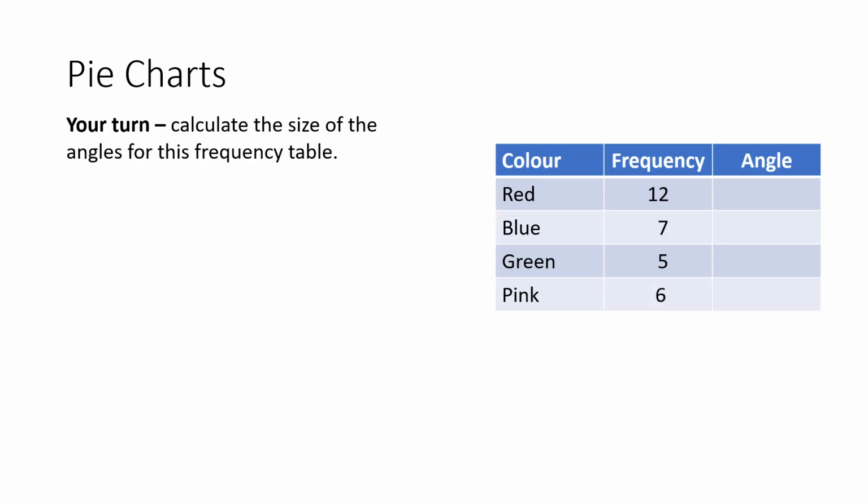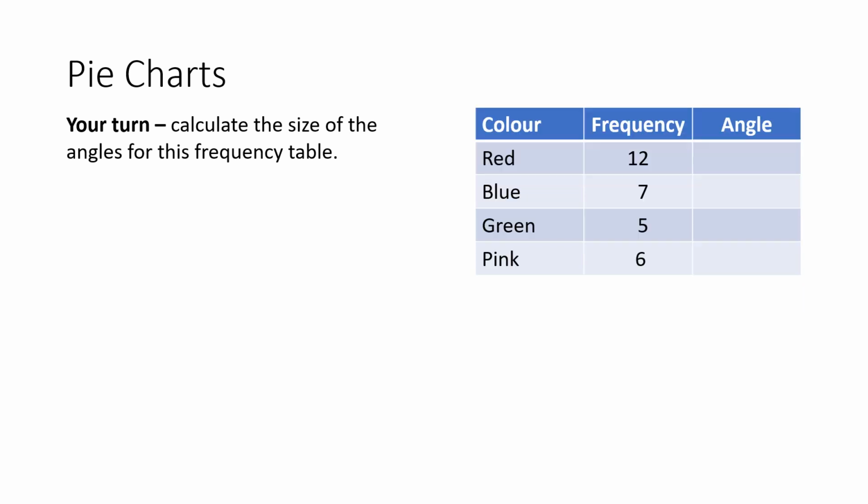Now it's your turn to have a go. Here's a table, same colours, red, blue, green and pink, frequency 12, 7, 5 and 6. Pause the video now, have a go at it yourself and then press continue and you will find the answers on the next bit. So let's check, let's see how you got on.